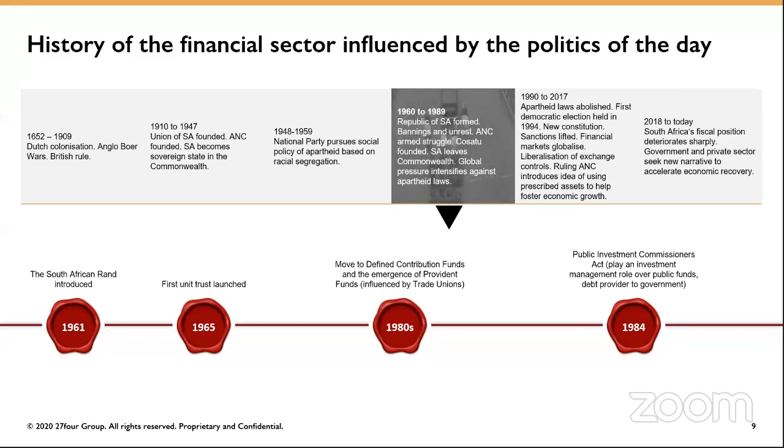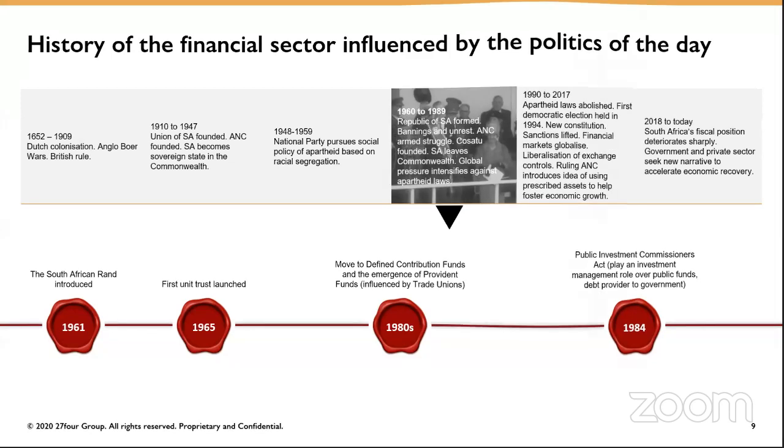The next stage towards the PIC was the Public Investment Commissioners Act in 1994, and they took over the role of public funds and debt provider to government. Its core role was to maintain a close relationship with the apartheid government and fulfilling that specific mandate. But that Public Investment Commissioners Act only invested in bonds and the fixed interest markets. And only in the 1990s, we saw the first equity investments starting to be implemented. But before that, it was largely in the fixed income markets.